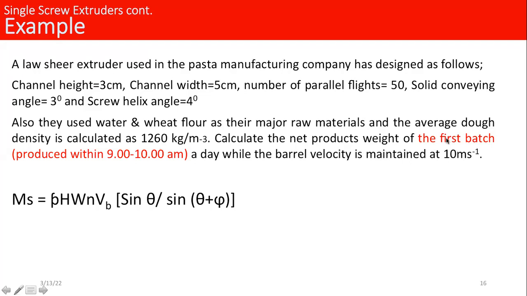Net product weight of the first batch produced within 9 to 10 hours a day, while the barrel velocity is maintained at 10.